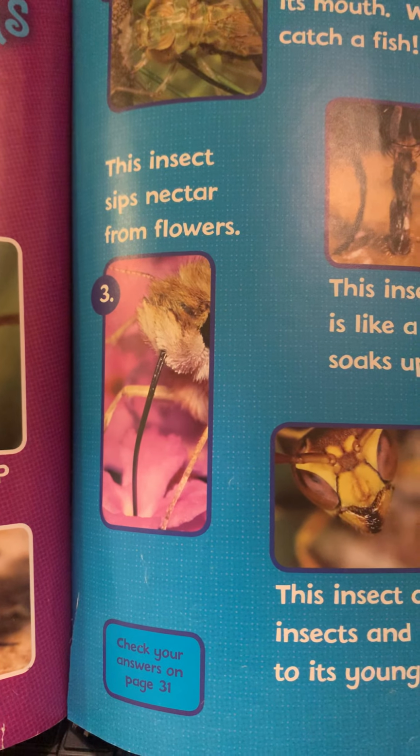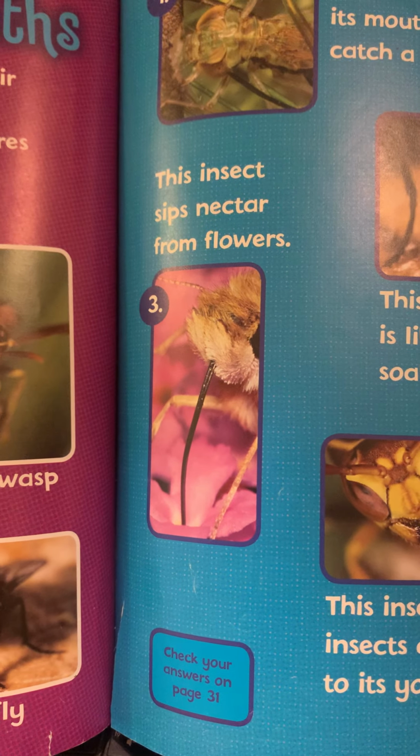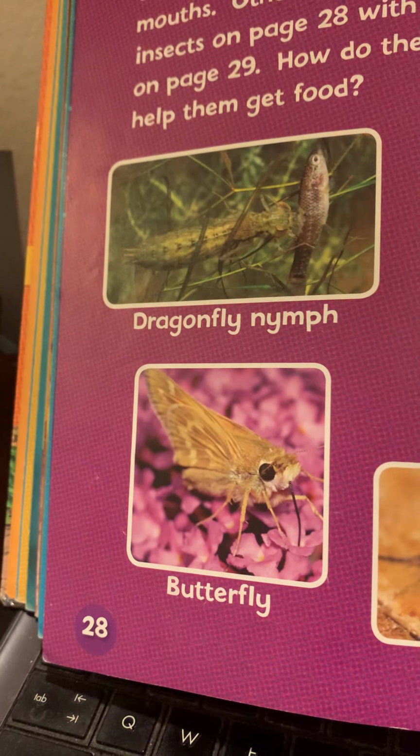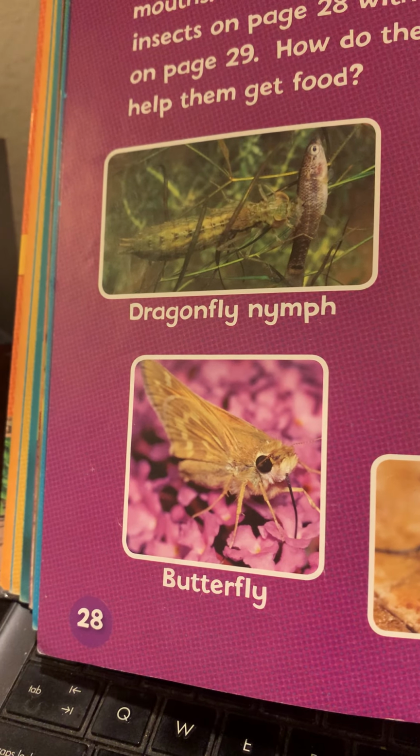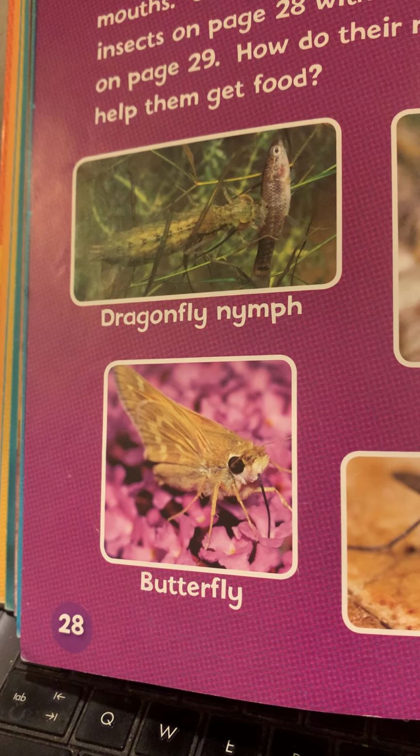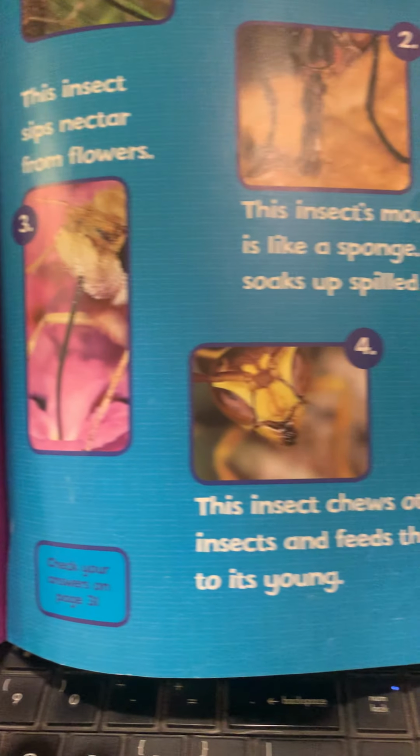Number 3, this one sips nectar from flowers. Well, it has to be a butterfly because there it is on top of a flower, and it sort of rolls out its mouth and sucks up the juice.